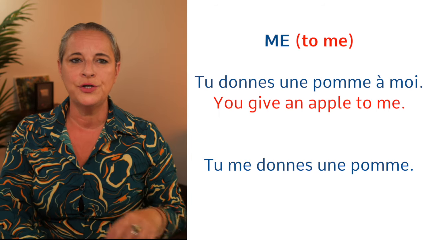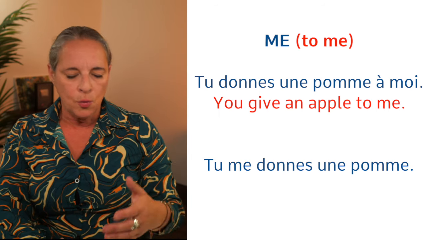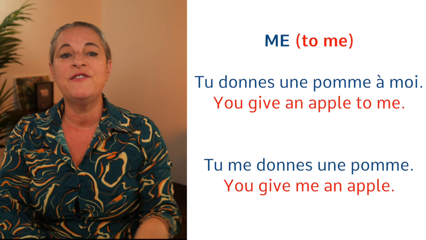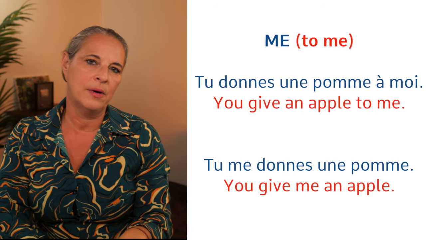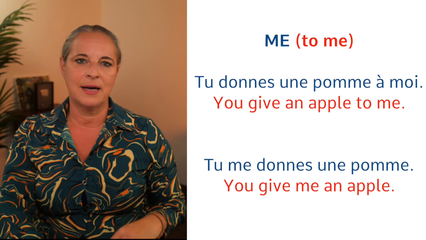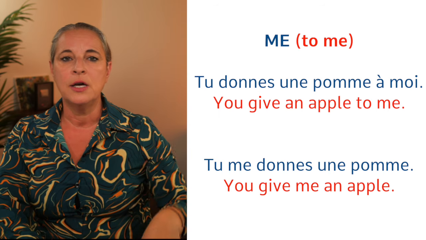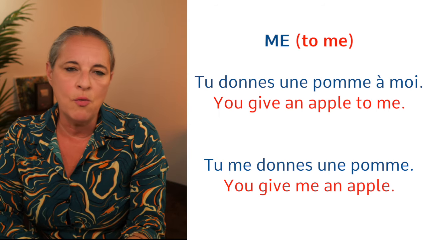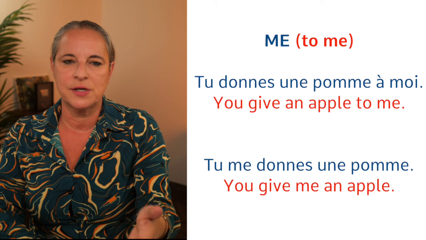Tu me donnes une pomme, which will be translated as you give me an apple. Now, because we are using the verb donner à quelqu'un, donner plus preposition. So give it to someone. Okay, or give to someone.